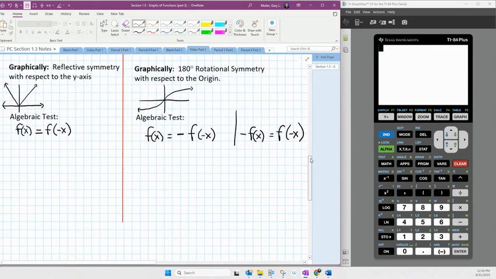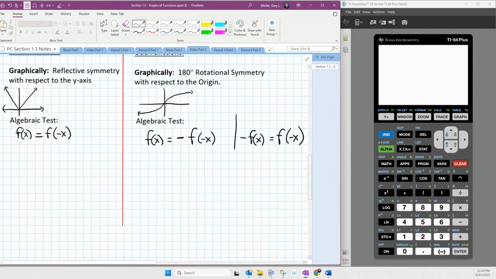All right, let's do an example of each. Okay, so let's take a look at one that we know. I'm going to do x squared because that'll be easier to do the math on. So we are starting with f of x equals x squared. So what I want to do now is figure out what is f of negative x, and I'm going to show my work.